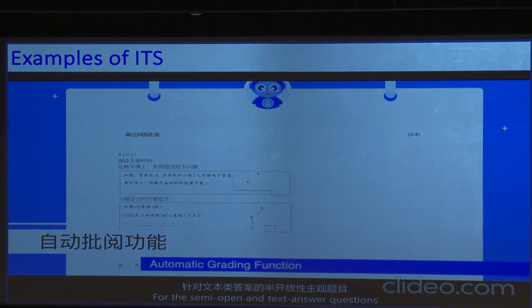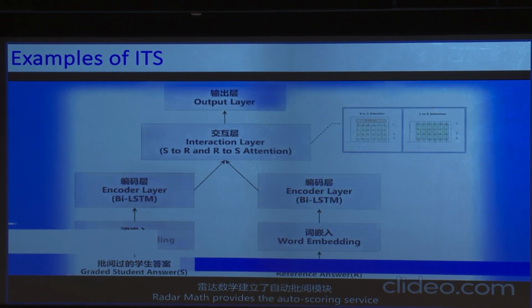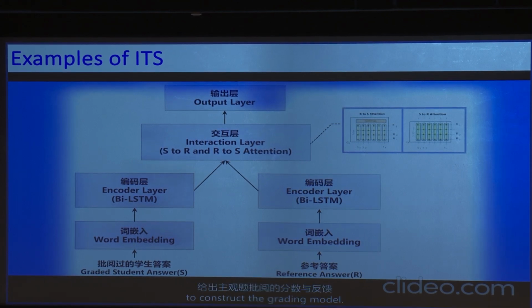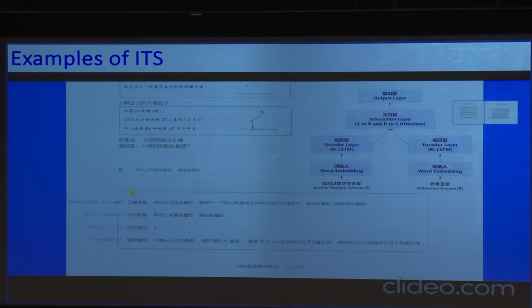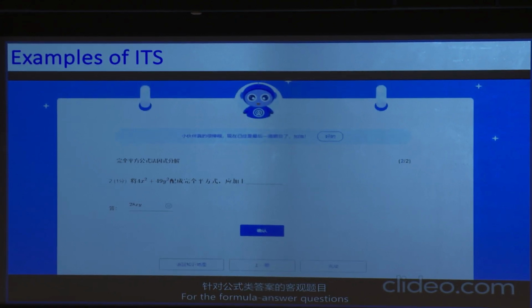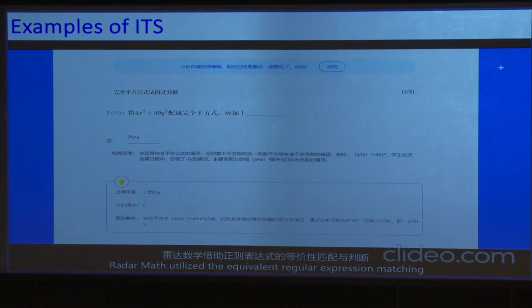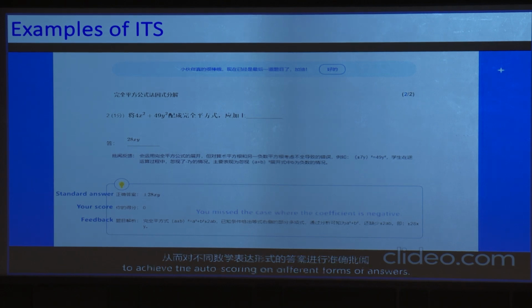For the semi-open and text answer questions, Radar Math provides the auto-scoring service, where the deep learning model with the attention mechanism is introduced to construct the grading model. For the formula answer questions, Radar Math utilized the equivalent regular expression matching to achieve the auto-scoring on different forms of answers.